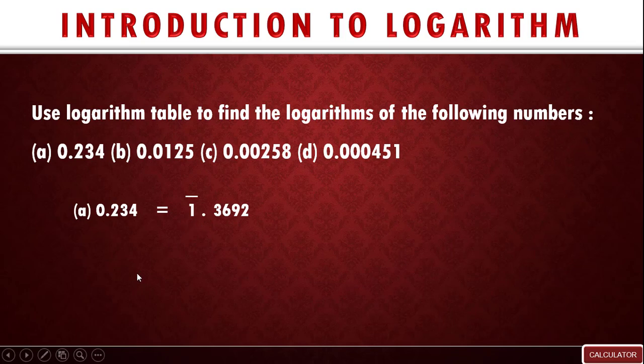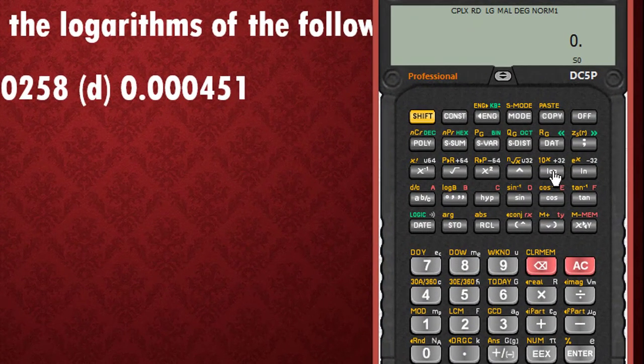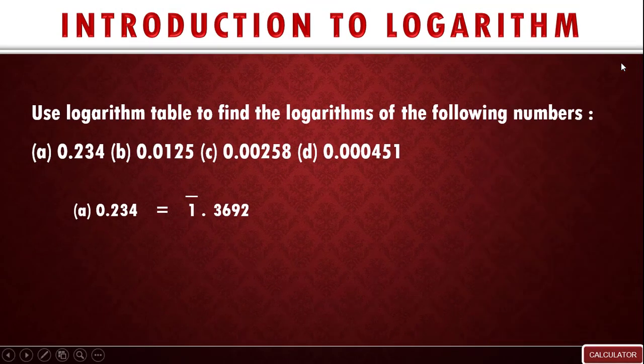Let me show you something. When I said that if you determine this directly using your log, it gives a wrong answer, let's see that. Use your calculator and press log 0.234 and press enter or equals. You can see right here that the answer is very wrong. Let's close that.